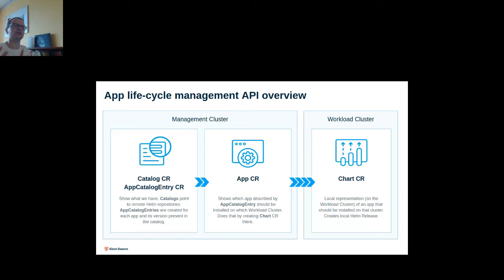And then when you know what is available, you can create an application CR, that for short we call just app CR. So app CR is the intent of a user to get a chart, give it configuration, and install it on a target workload cluster. And all of that is available on your management cluster. So you get a single pane of glass view of what is going on, what is going to be installed where, and so on.